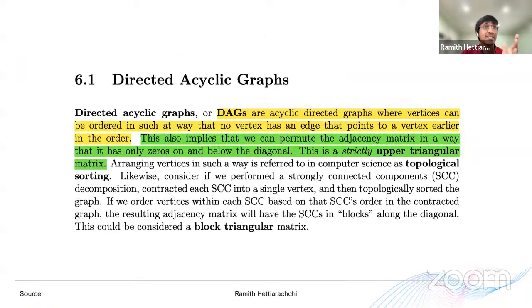There's this nice property of directed acyclic graphs. A directed acyclic graph is a superset of trees. The only constraint is there should not be a cycle. The nice property of these DAGs is that if we have the adjacency matrix of a DAG, we can permute it such that it's strictly upper triangular.